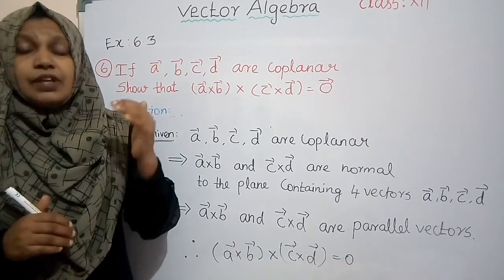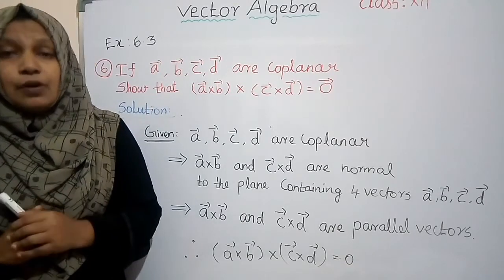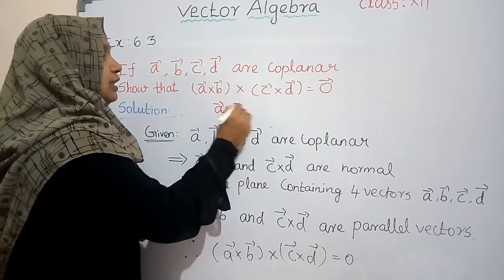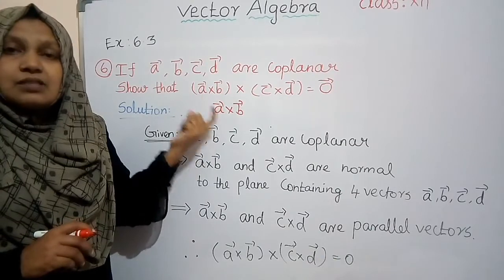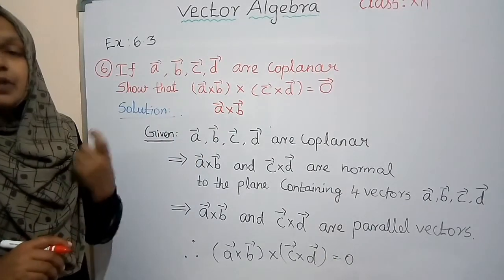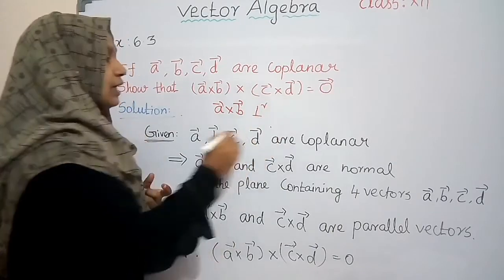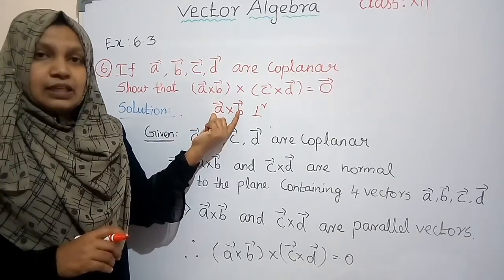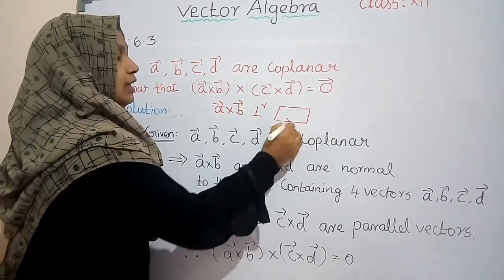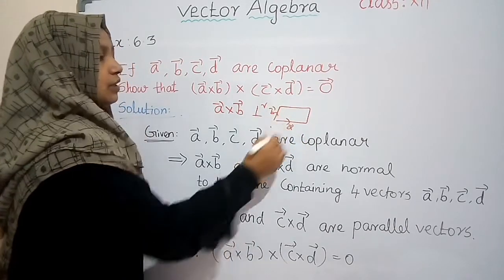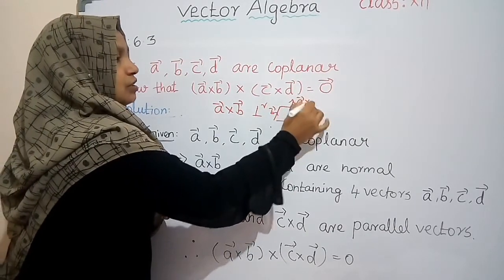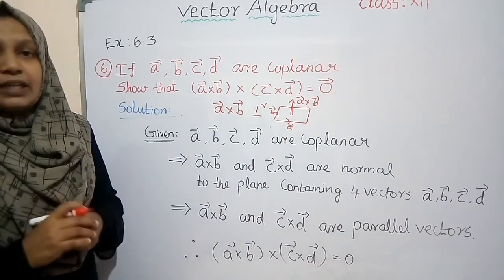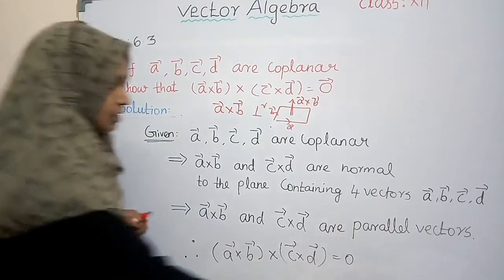Before going to the solution of this question, you must know some previous result. When you learn the definition of cross product, we already learned that the cross product, that is a vector cross b vector, is a vector, and this vector is perpendicular, or normal, to the plane containing those two vectors, a vector and b vector. So a vector cross b vector is a vector and this is perpendicular to the plane containing a vector and b vector.